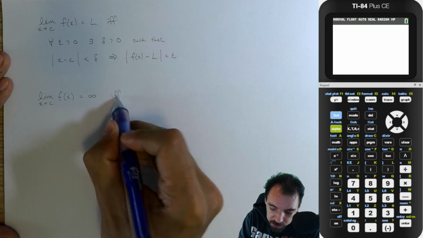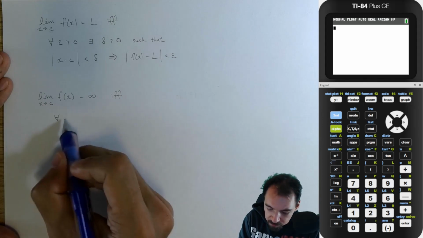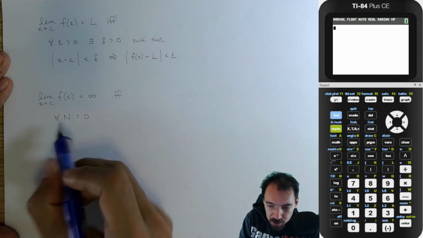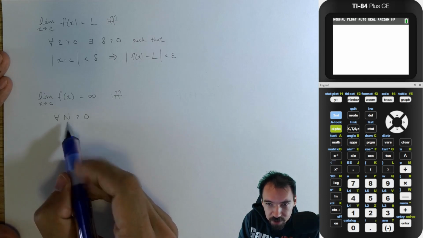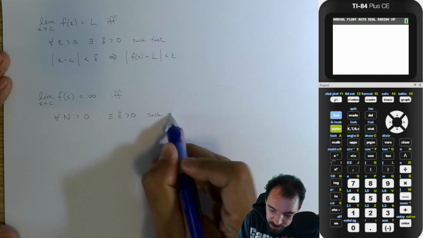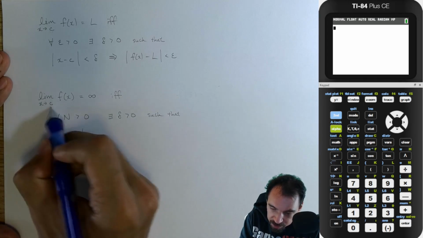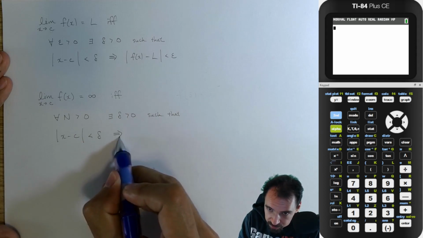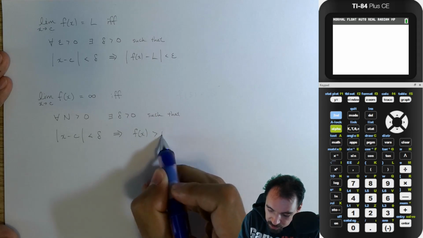This is what I mean. If and only if, right? For all, instead of epsilon here, I'm just going to use a different symbol, n. For all n greater than 0. And you might remember my use of n when we had the limit as x approaches infinity. So we're going to imagine this n as a big positive number, okay? There exists a delta greater than 0 such that, okay, as long as the difference between x and the number it's approaching is less than this delta, then f of x is bigger than n.